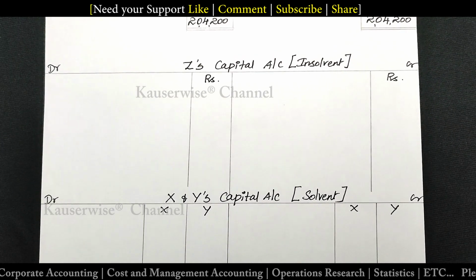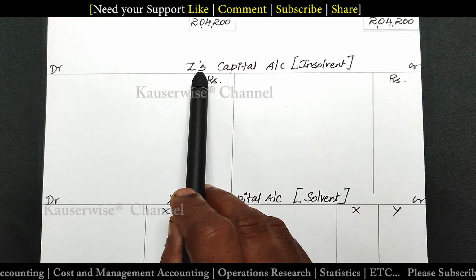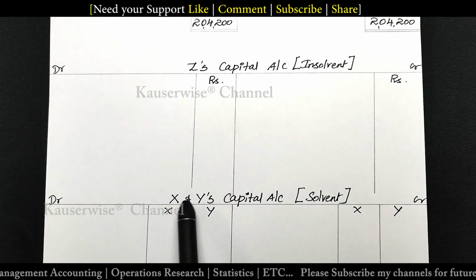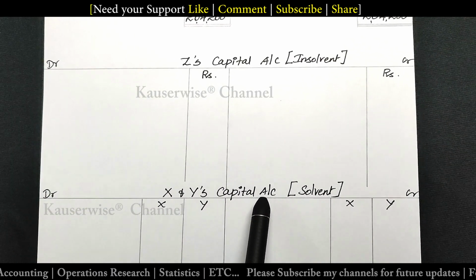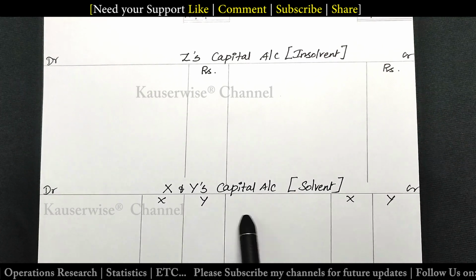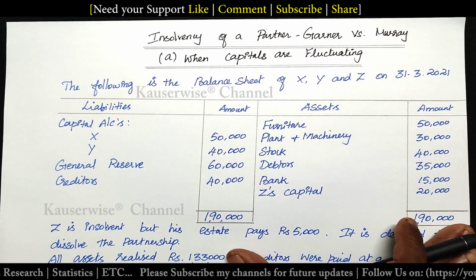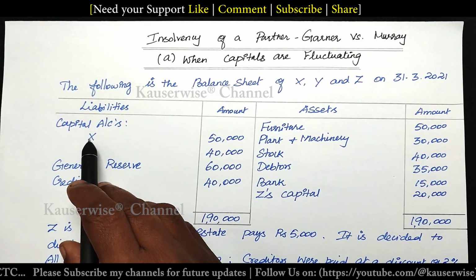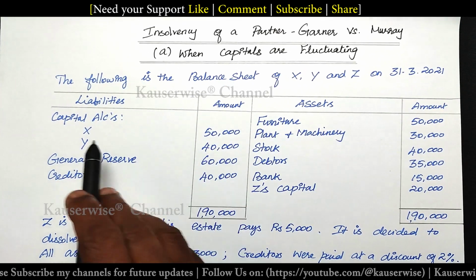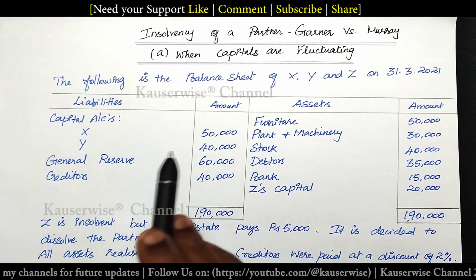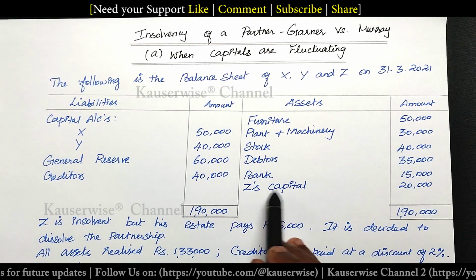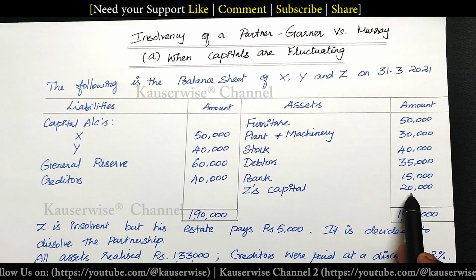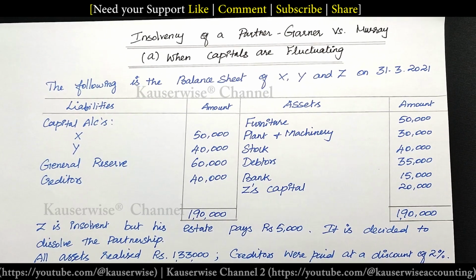First enter the opening balance. Z is having a debit balance, asset side, so enter it here. X and Y are having credit balances, that is under the liability side, so enter under the credit side. See the balance sheet. X and Y are having credit balances, that is liability side. X, how much? 50,000. Y's capital 40,000. But Z's capital is showing a debit balance because it is on the asset side. So how much? 20,000. Enter in their respective capital accounts.